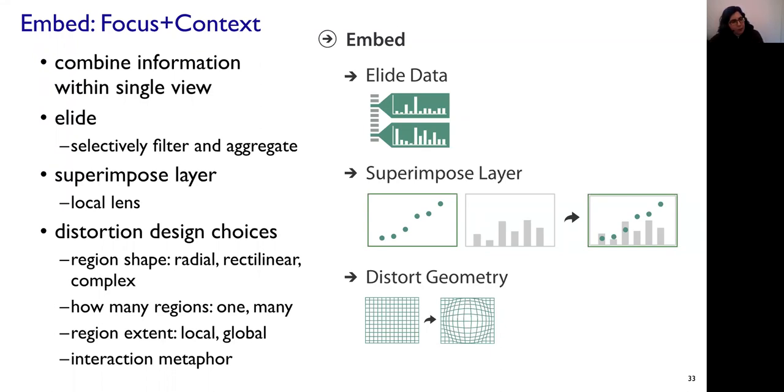Another very common approach is to superimpose a layer where we've actually got some sort of a local lens view, or distorting geometry. And so there's some different design choices for that kind of distortion. You could have a radial fisheye lens or rectilinear. You might have one region of distortion or many. You could do that locally or globally. So let's actually look at some examples of these.